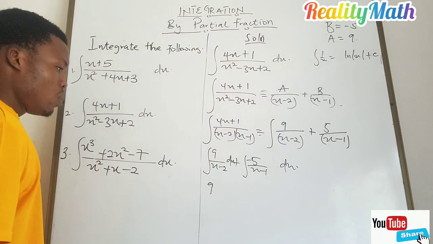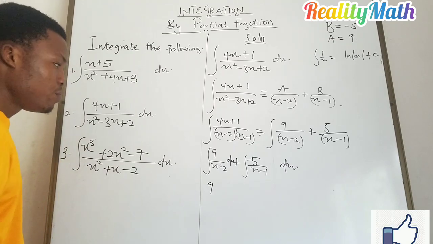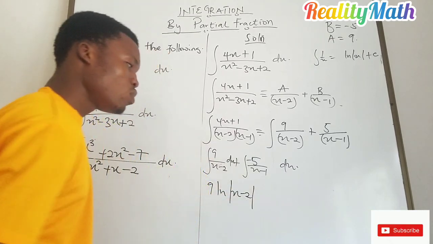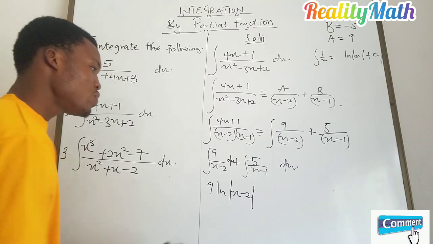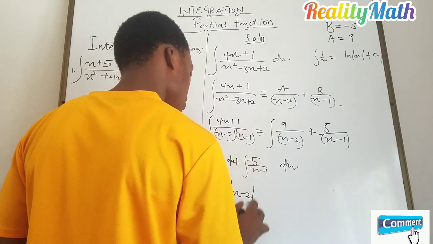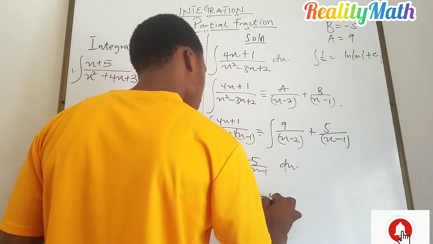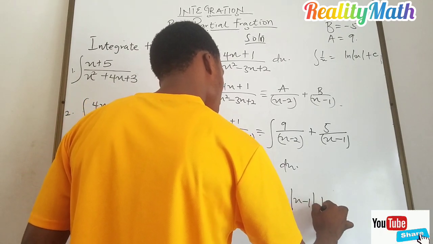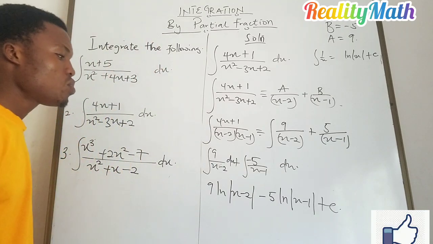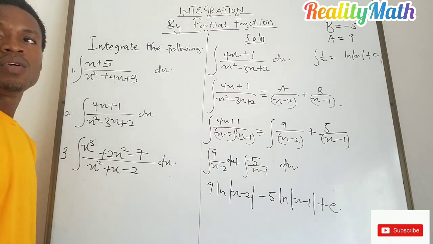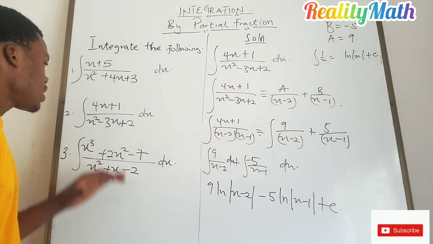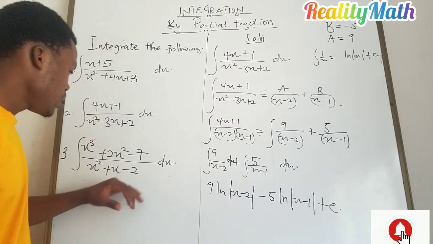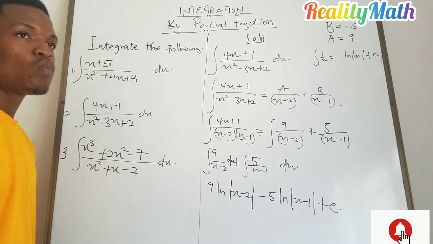Okay? So here we are having 9 ln of x minus 2, and then this is minus, so this is going to be minus 5 ln of x minus 1 plus some constant c. So as easy as that, you are done integrating the second one. Now you can pause the video and then try the third one, to perfect your skills.